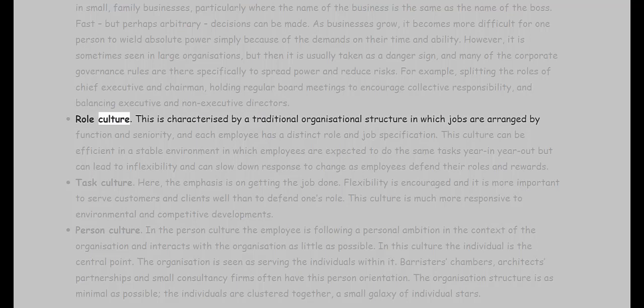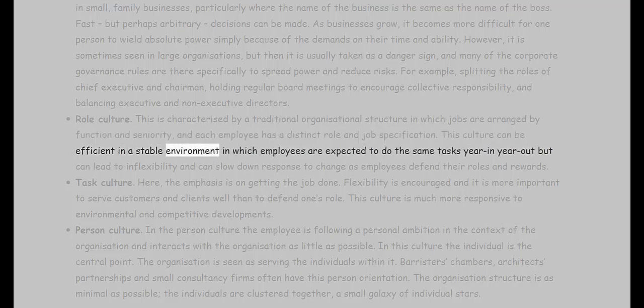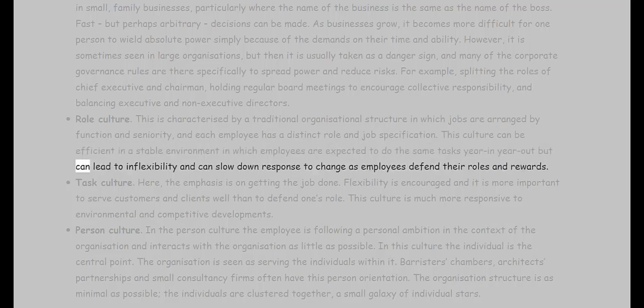Role culture. This is characterized by a traditional organizational structure in which jobs are arranged by function and seniority, and each employee has a distinct role and job specification. This culture can be efficient in a stable environment in which employees are expected to do the same tasks year in year out, but can lead to inflexibility and can slow down response to change as employees defend their roles and rewards.